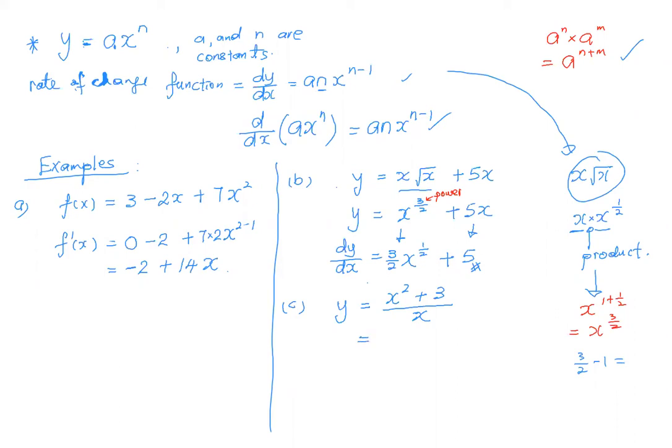Because this is not a power term yet. I can't see your cursor. Is this the question C? Yes. If down there is a single term, can I separate it into 2 fractions? Yeah, you can. So how can I do it? X squared divided by x plus 3 divided by x. Okay, good. So can I simplify x squared divided by x?